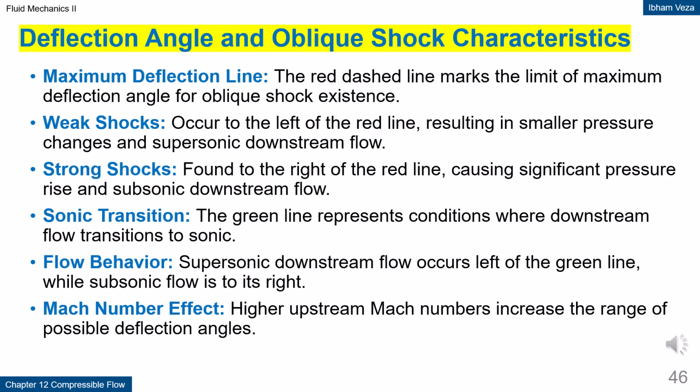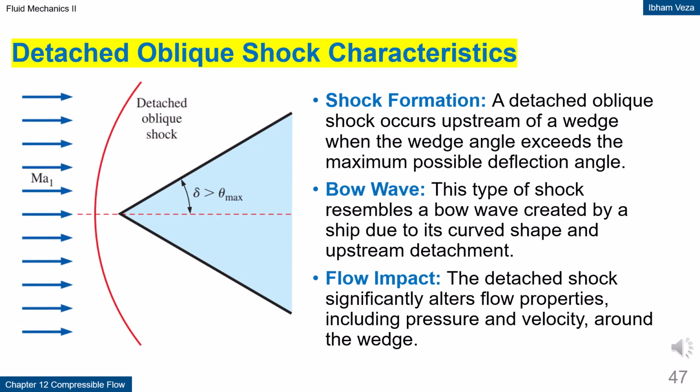The sonic line marks the condition where the downstream flow is exactly at Mach 1. A higher upstream Mach number enlarges the range of possible deflection angles. Detached oblique shock characteristics. If the wedge angle is too large, the oblique shock can no longer remain attached to the body. In this case, the shock detaches and forms a bow shock in front of the body. Its shape becomes curved rather than straight. The flow properties become more complex in the region between the body and the shock. This phenomenon commonly occurs for blunt bodies in supersonic flow.